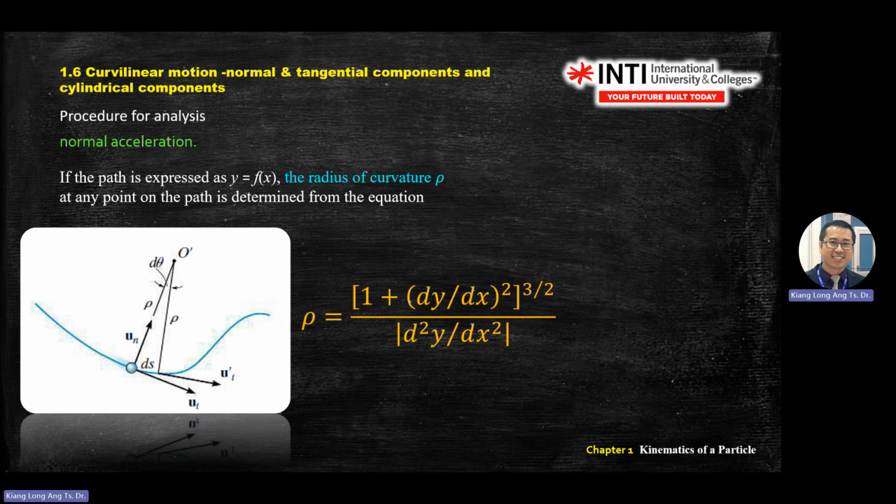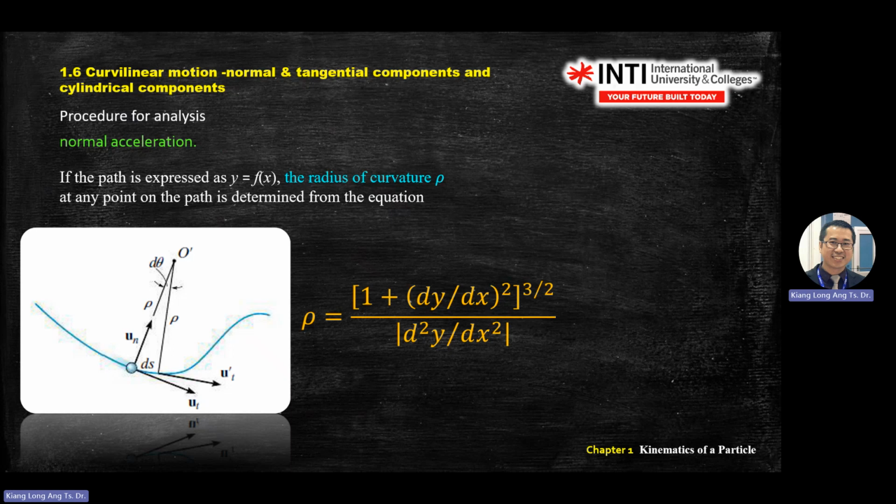Or you just use the bracket for the exponent component. If you don't know how to do this one, go to the calculator. You calculate inside first, then you press the exponent bracket 3 over 2. You complete the top one, then you do the bottom one. The bottom one is d2y over dx2, which is the double differentiation of the previous one.